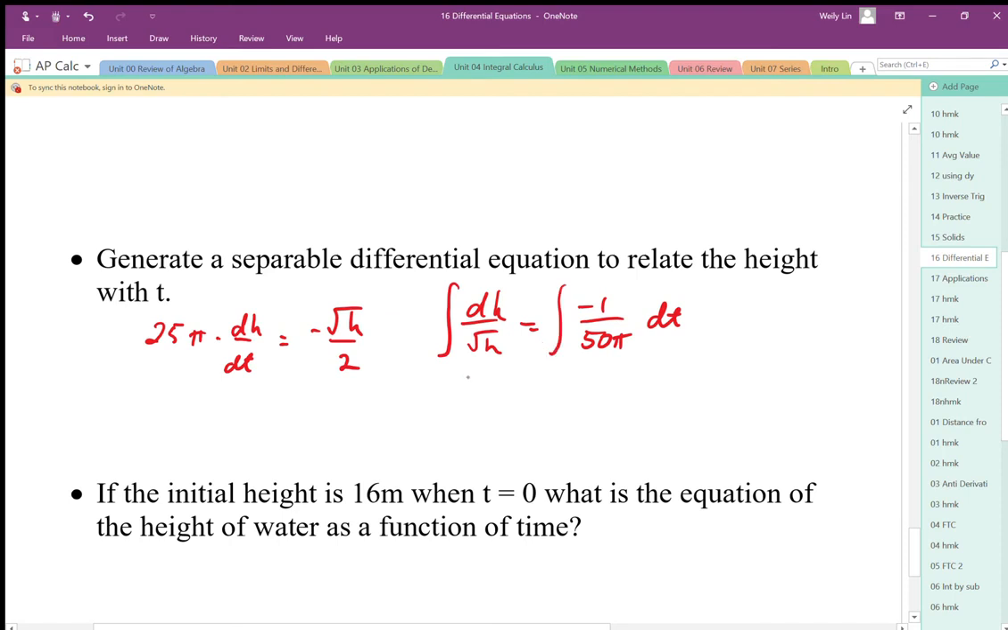So this becomes h to the 1/2 over 1/2. This is a linear function, so I end up with this plus c. Just cleaning this up a bit, this becomes 2 root h. I've got an implicit function: negative t over 50 pi plus c. So it's an implicit function, although I can solve for h fairly easily.